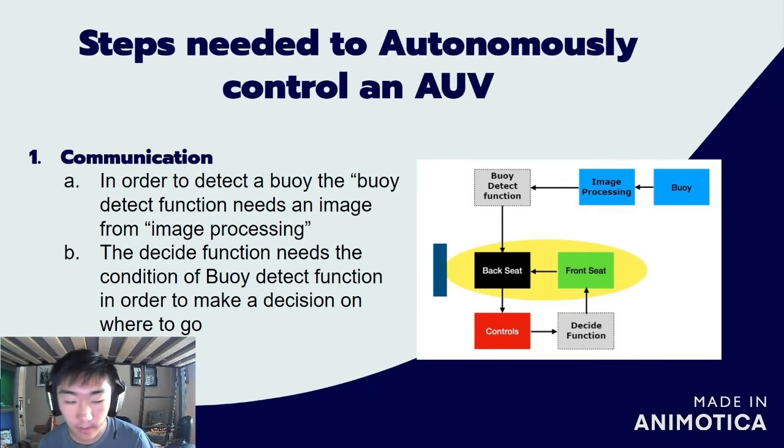One of the most important parts of autonomously controlling your AUV is communication between your programs. All of your programs require each other's information in order to do their function. One example is in order to detect a buoy in the buoy detect function, the function needs an image from image processing in order to do its job. Another example is the decide function needs the conditions of a buoy detect function in order to make a decision on where to go.